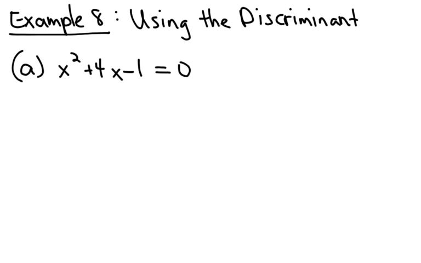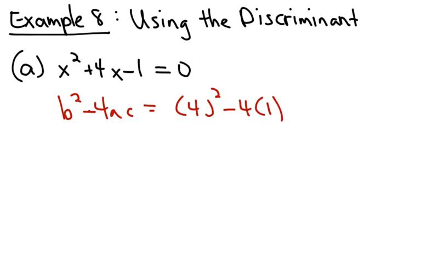So in this example, if I wanted to figure out how many solutions my equation has, I could just find the b squared minus 4ac part. Well, b is 4, a is 1, and c is negative 1. I'm going to find out the answer here is 20. Well, it's greater than 0, so it must have 2 real solutions.